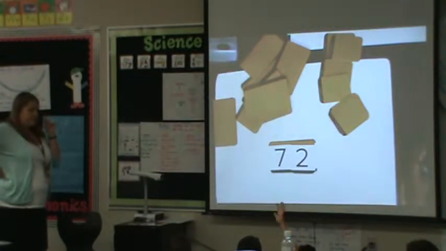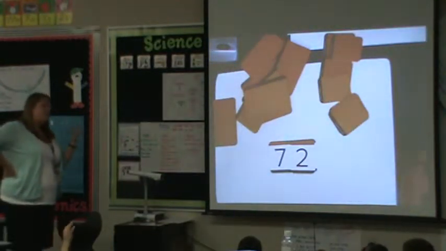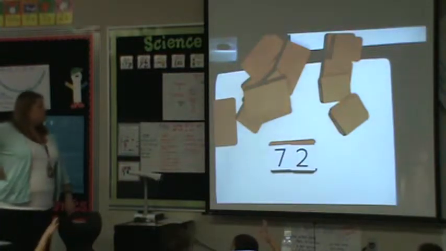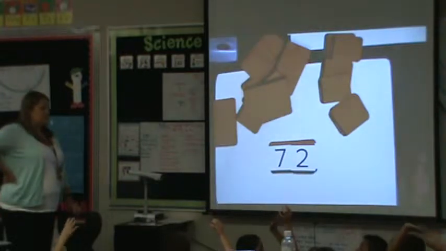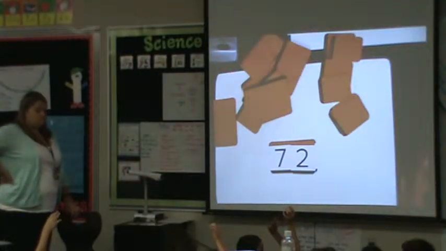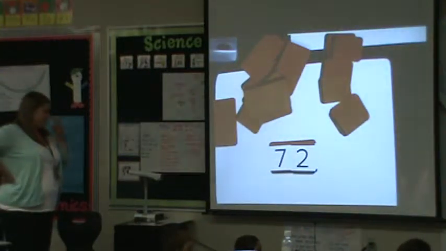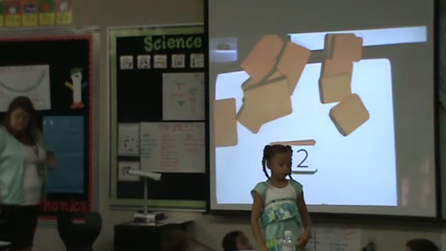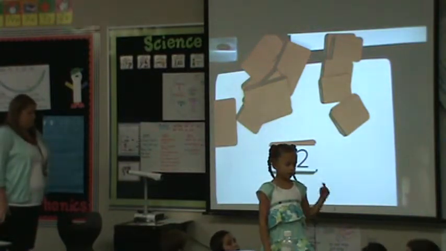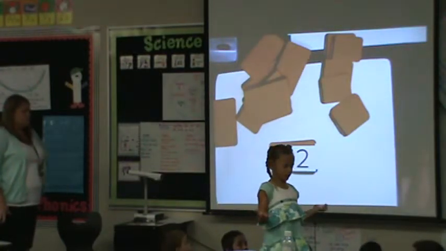Just think for a moment. What do you know about the tens digit, ones digit? What do you know about greater than, less than? Who thinks they can tell me everything they know about the number 72? What do you know? I know that there's a 7 in the tens place and then a 1 in the ones. I mean a 2 in the ones place.